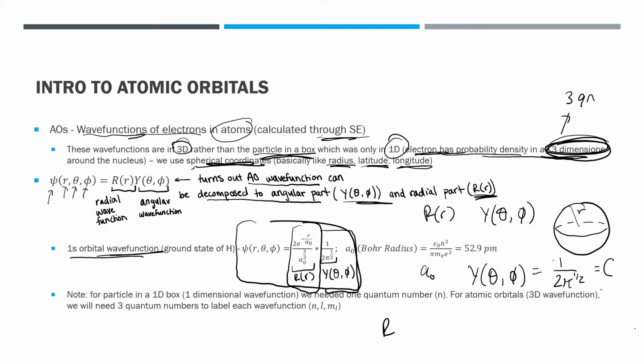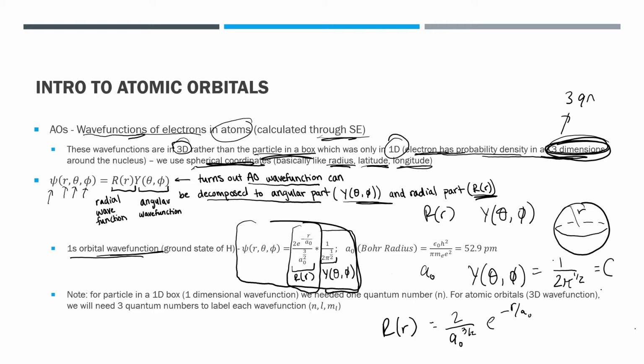The next thing I want to look at is the R of r, and we see that our R of r looks like some constant where we have 2 over a naught to the 3/2, but more importantly we have e to the negative r over a naught. So basically we have a constant times an exponential decay function, right? So R of r for our 1s orbital is an exponential decay. And this makes sense, right? Because farther away from the nucleus, there should be less probability we find the electron.